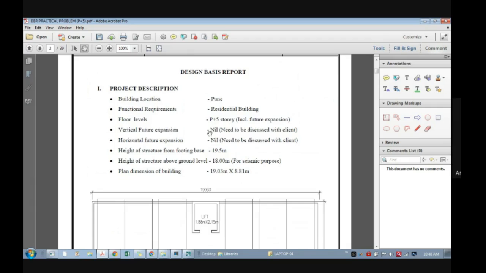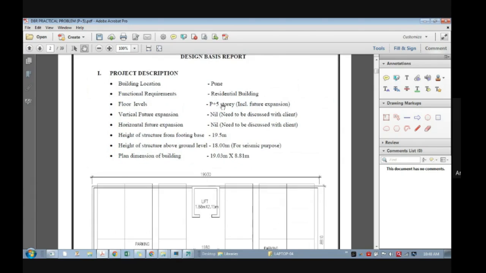Vertical future expansion, yes. See, many times in RCC buildings, the client is expecting future expansion. For example, above this 5th story, he wants to construct 2 more stories, but in future, not now. So you can write it, because we need to take the additional load on the building if there is a future expansion. That's why this point is important.